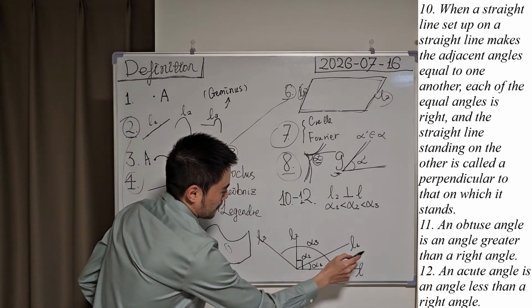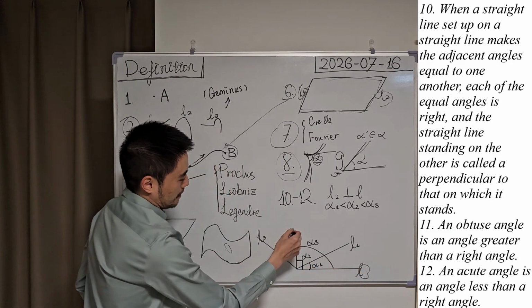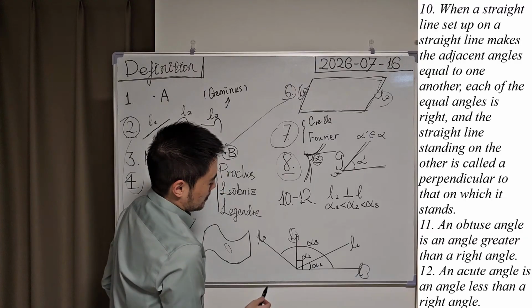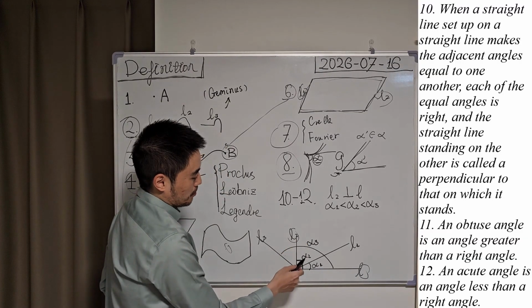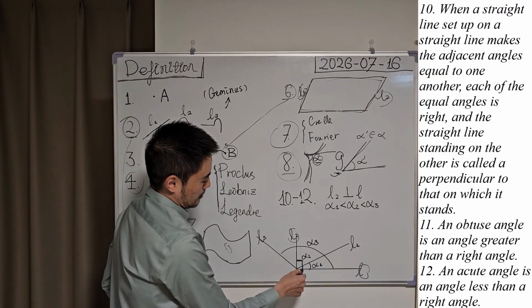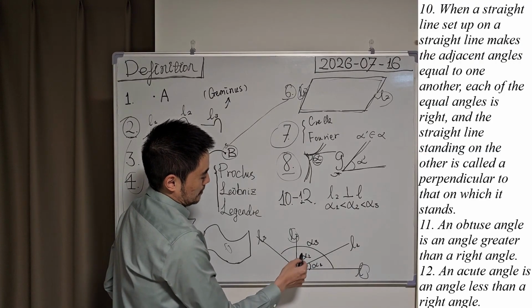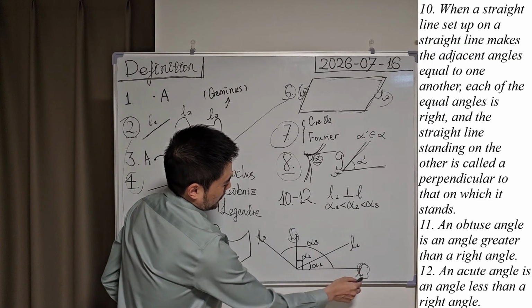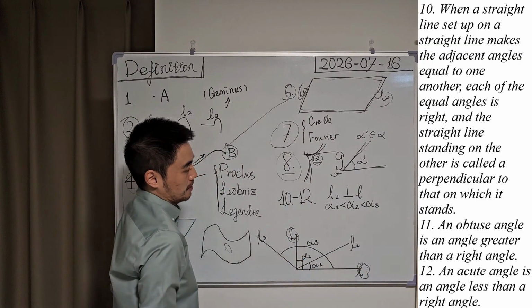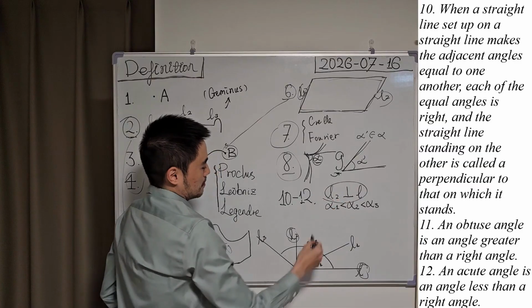So let's say we have a line L here and another line L2. The adjacent angle between them, let's say, is alpha 2 here. So we say it's a right angle, and line L and line L2 are perpendicular to each other here.